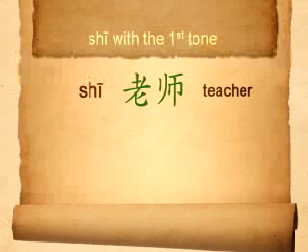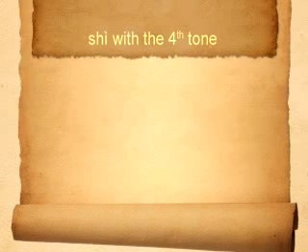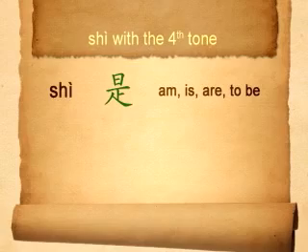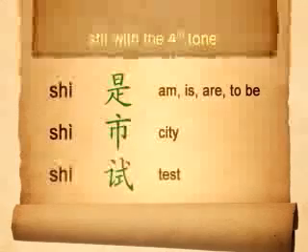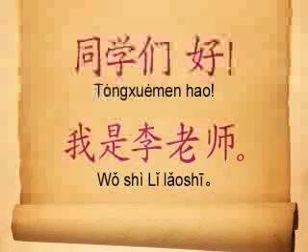For example, shi can mean poem and wet. You also know shi with the fourth tone from the phrase wo shi. Shi with the fourth tone also means city and test. So how do you communicate which word you mean? One way is by using the correct character. The other is by the subject you are talking about. This is why knowing and reading characters is important. Imagine how great it would feel to read Chinese characters and know what they mean.